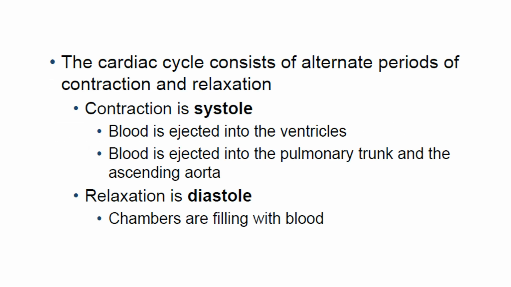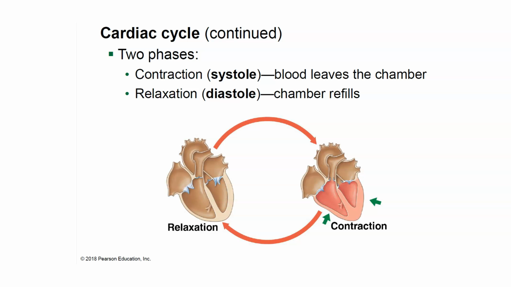So the cardiac cycle: your heart beats, of course, you've known this since you were young. Lub dub, right? The cardiac cycle consists of alternate periods of contraction and relaxation. Contraction is systole. Blood is ejected into the pulmonary trunk and the ascending aorta. Relaxation is diastole. So the heart has to contract, and it has to relax. Chambers are filling with blood. The cardiac cycle again consists of two phases: systole, which is contraction, and diastole, which is relaxation.